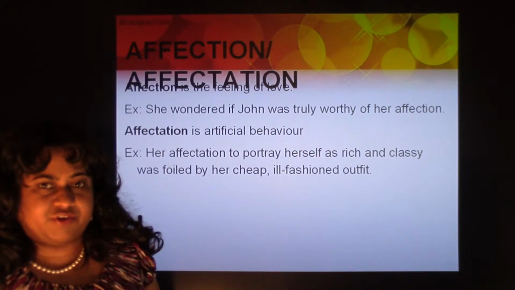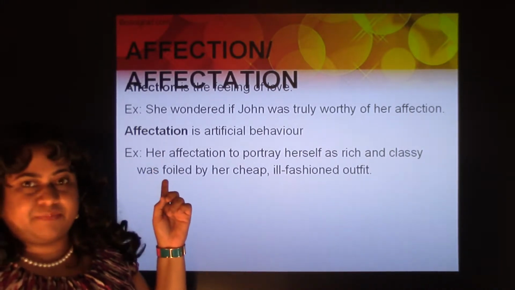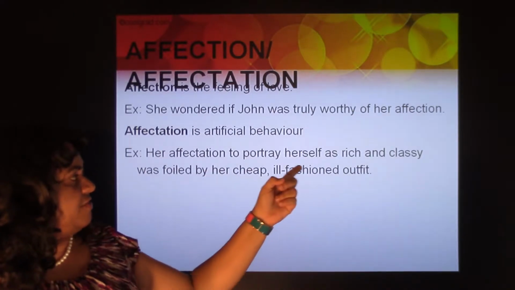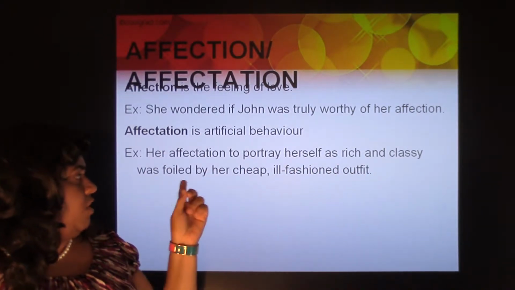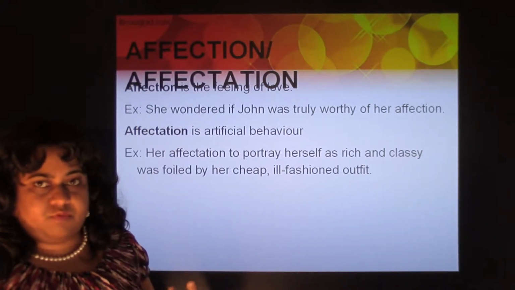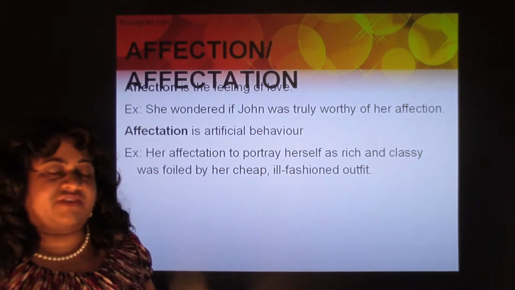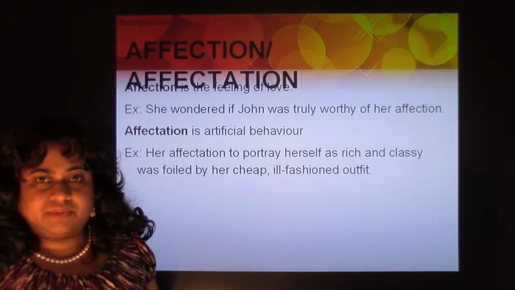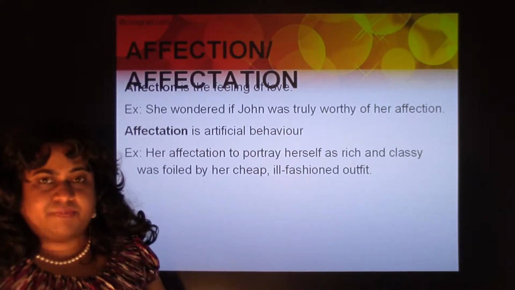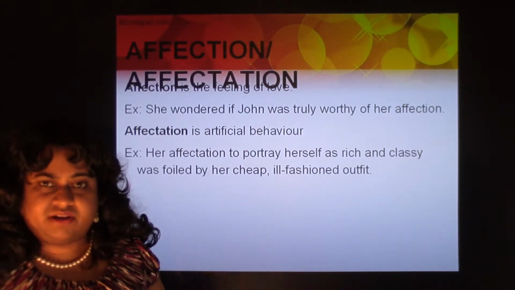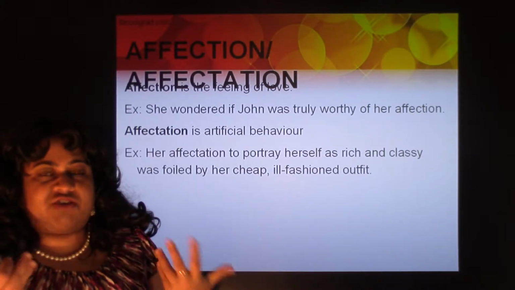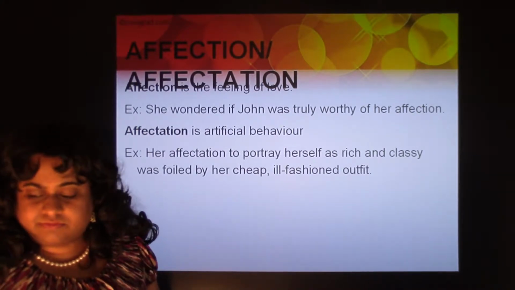It's artificial behavior. So let's take an example of how to use affectation in a sentence. Her affectation to portray herself as rich and classy was foiled by her cheap, ill-fashioned outfit. So it talks about some lady who was trying to portray herself as a very rich and classy woman through her artificial behavior. But her cheap clothes and unfashionable outfit gave her away. People realized that she wasn't rich or classy. So affectation is artificial behavior.